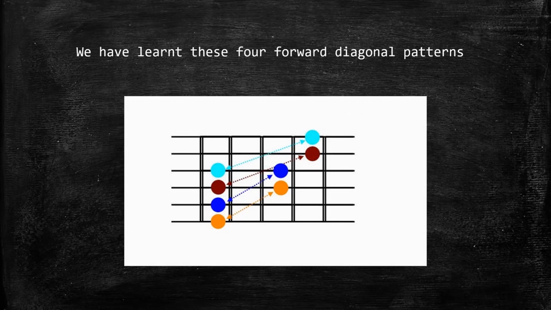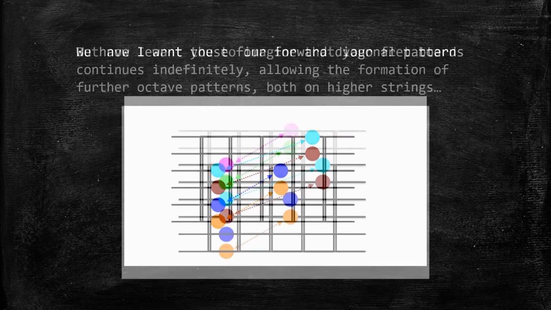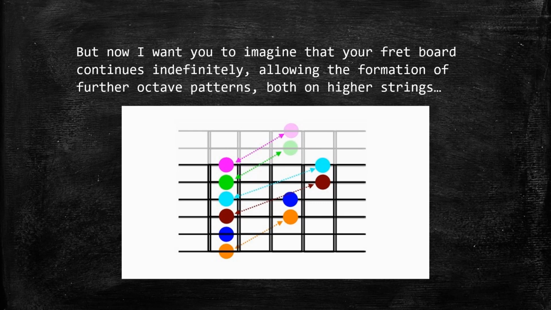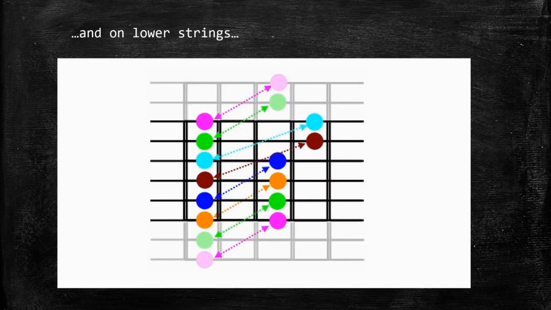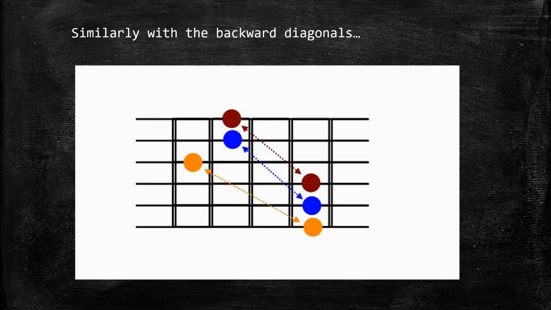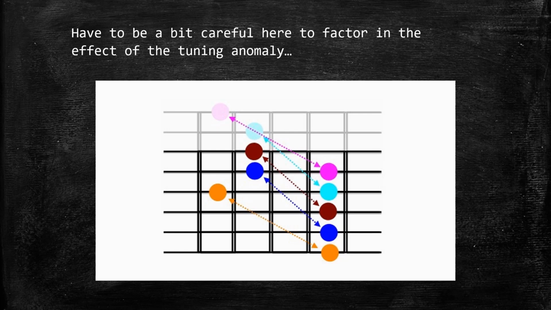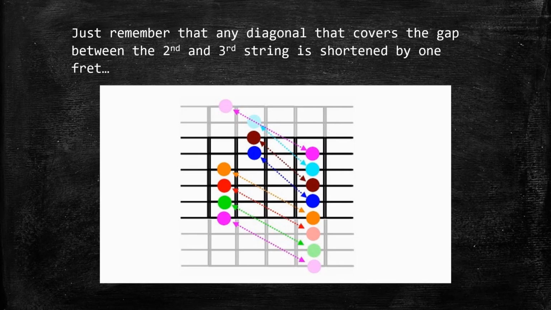We have learnt these 4 forward diagonal patterns. But now I want you to imagine that your fretboard continues indefinitely, allowing the formation of further octave patterns, both on higher strings and on lower strings. Similarly with the backward diagonals. Have to be a bit careful here to factor in the effect of the tuning anomaly. Just remember that any diagonal that covers the gap between the second and third string is shortened by 1 fret.